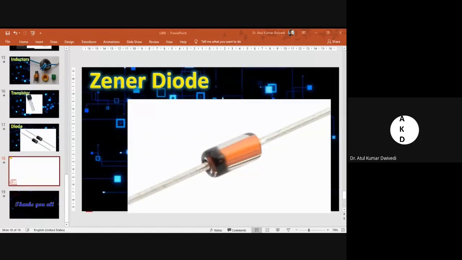And many times this is a silver color strip, similar to the normal diode, but here it is a black strip, so it depends on the provider or supplier. But this can be identified. The voltage rating, the breakdown voltage, will be written over the diode.